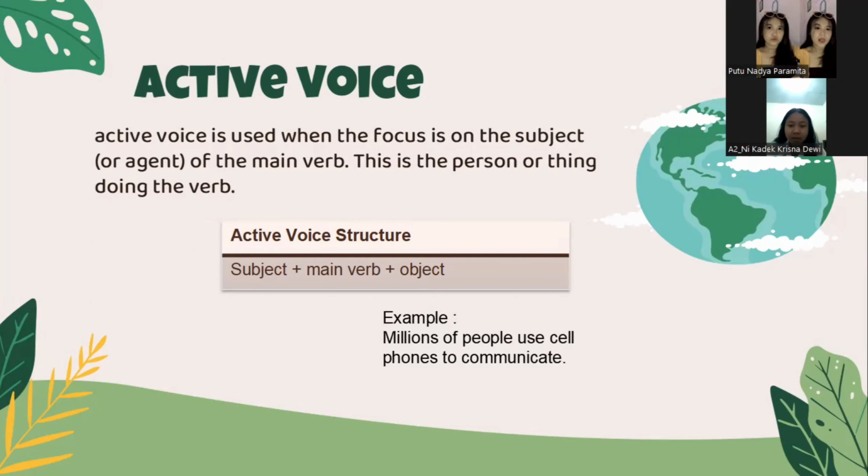Okay, I will tell you about active voice. Active voice is used when the focus is on the subject or agent of the main verb. This is the person or thing doing the verb. And for the pattern, we can use subject plus main verb plus object. And for the example: millions of people use cell phones to communicate.